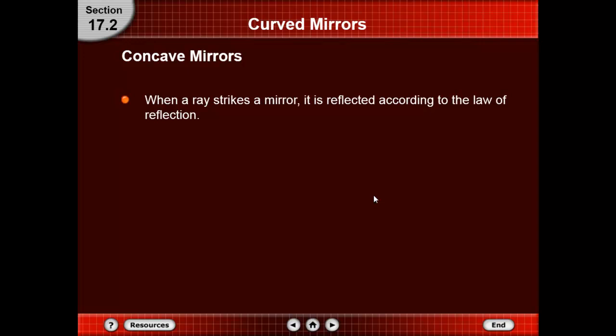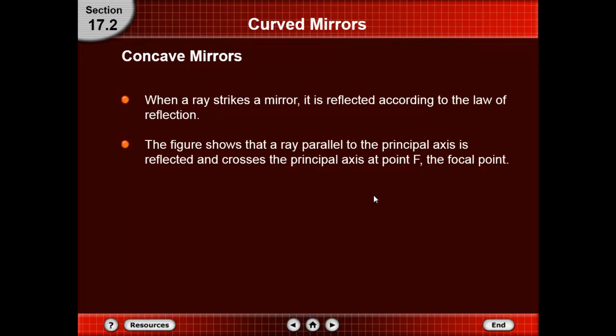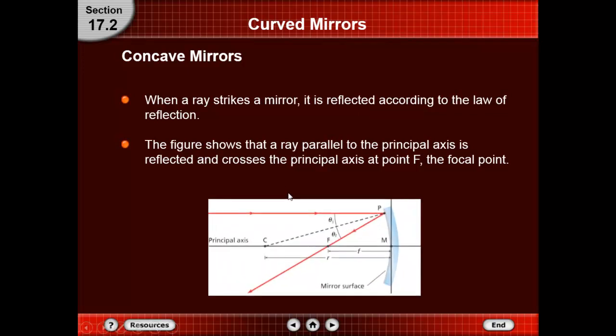When a ray strikes a mirror, it reflects according to the law of reflection. The figure shows that the ray parallel to the principal axis is reflected and crosses the principal axis at point F. So the first rule in a concave mirror: when light rays come parallel to the principal axis, they reflect passing through the focal point.